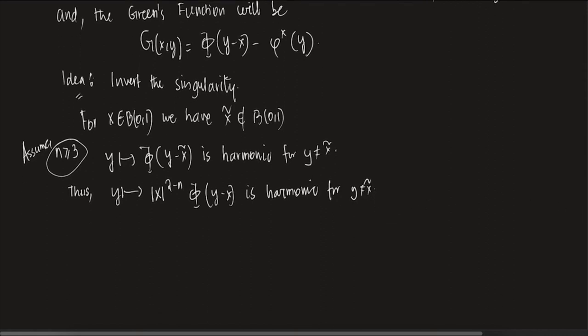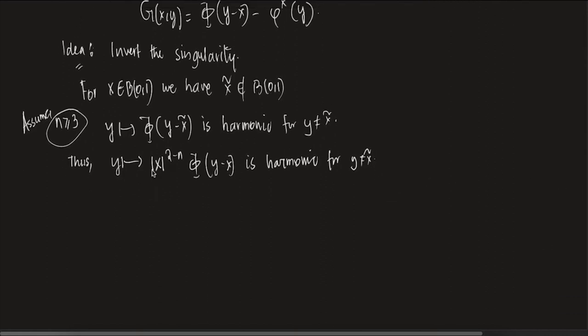Same thing, essentially this is a function of y, so if I'm multiplying it by mod x to the power 2 minus n, it does not matter. It's the same kind of idea. It's basically a constant as far as this is concerned. For a fixed x, I have fixed the x, so basically this is a constant. I'm just multiplying by a constant, so a harmonic function remains harmonic, it's not a problem.